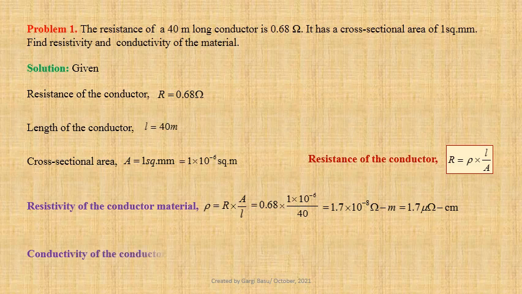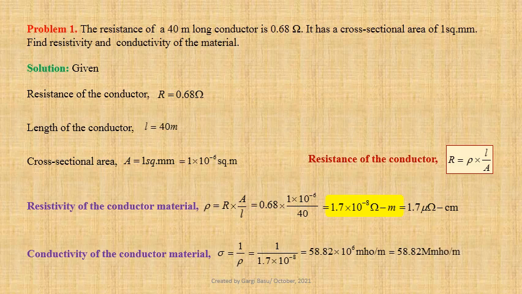Conductivity of the conductor material sigma equals 1 upon rho, that is equal to 1 upon 1.7 into 10 to the power minus 8. That gives us 58.82 into 10 to the power 6 mho per meter or 58.82 mega mho per meter.